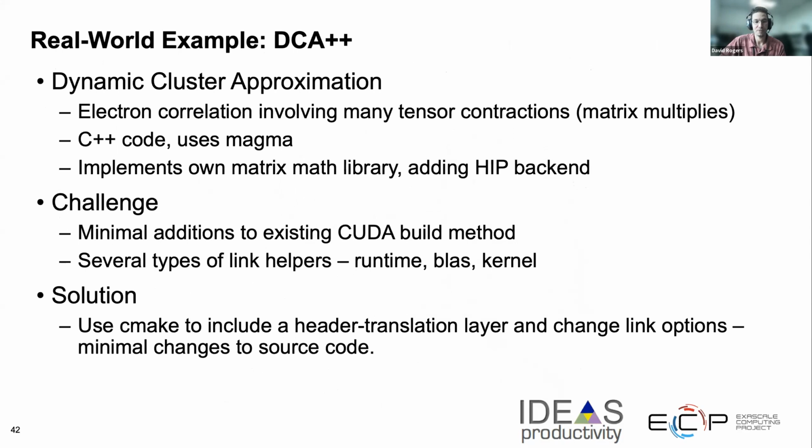So I'm picking out some examples of build processes for packages that are trying to achieve the complicated goals of performance portability. The first one I'll talk about is DCA++, which is dynamic cluster approximation that does correlated electron structure. It's a C++ code that does a lot of matrix multiplies, so it depends on the Magma code for its BLAS, but it also has its own matrix math library for some of its special operators. They want to go from CUDA and also add a HIP backend, but make minimal changes. So the solution, of course, is going to be reusing as much of the CUDA code as they possibly can.